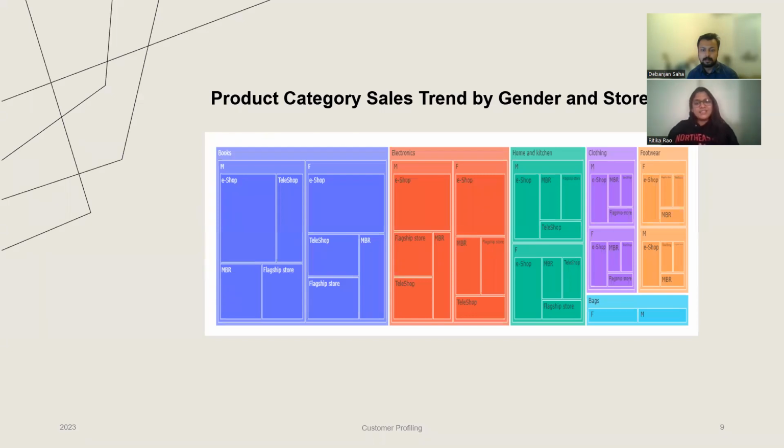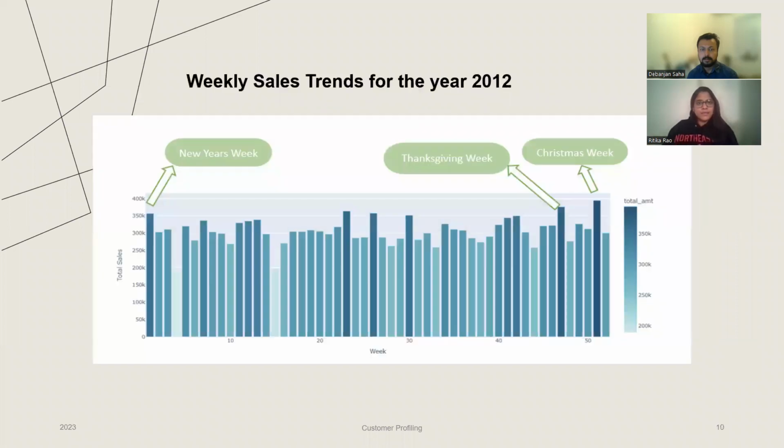Product category, sales trend by gender and store type. This basically gives us one key important information, which is e-shop is the most used store type, and males dominate sales in most of the categories except footwear and bags. While this time series data for weekly sales trend doesn't really give us any seasonality, we can see that there are high peaks on most celebratory vacations, which means that sales during these periods would work well.